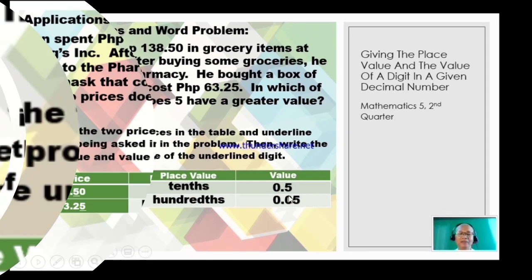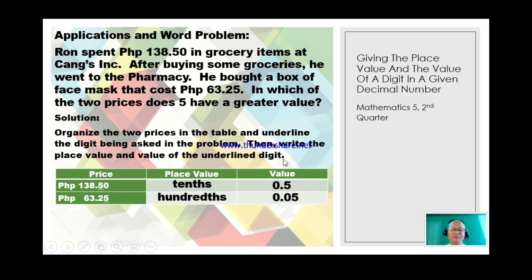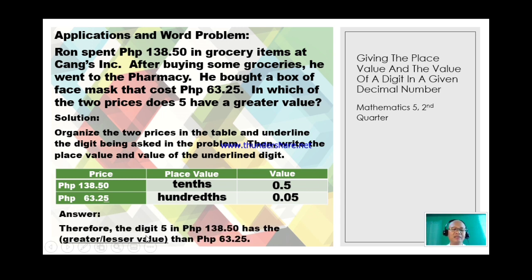Which of these 5s has a greater value? The answer is, therefore, the digit 5 in 138 pesos and 50 centavos has, what is your answer? Greater or lesser? Correct. Greater than 63 pesos and 25 centavos, because we have only 5 centavos, while this one is 50 centavos. Okay, so that is all for our word application.